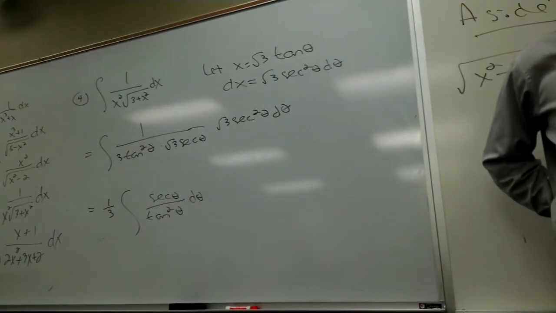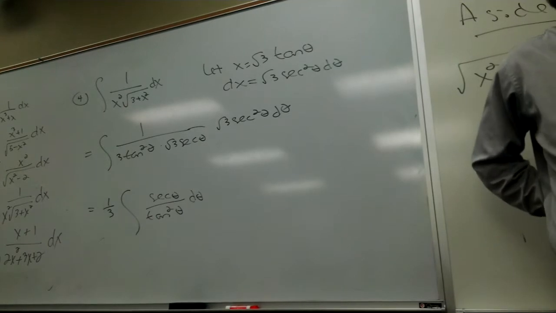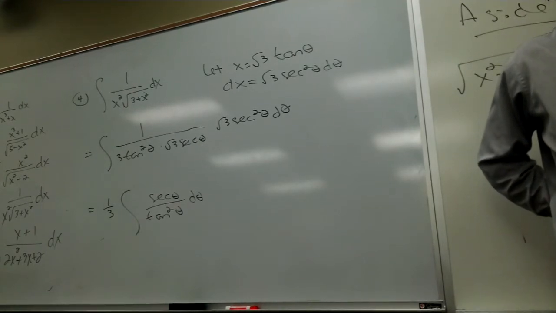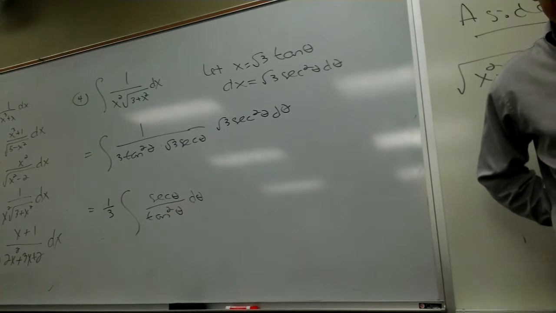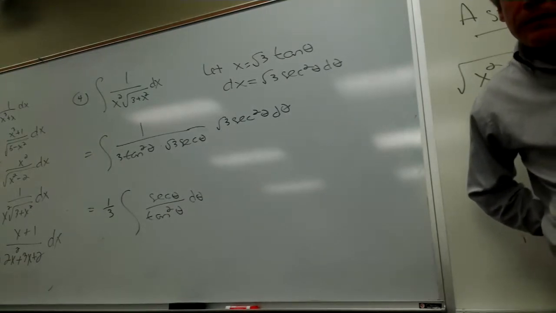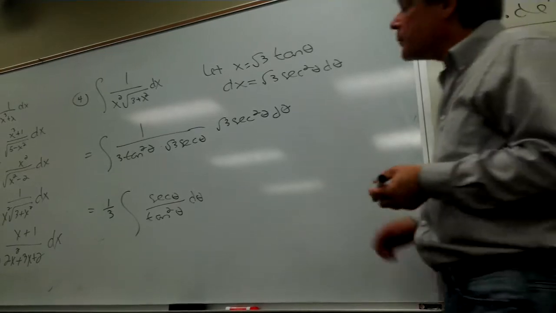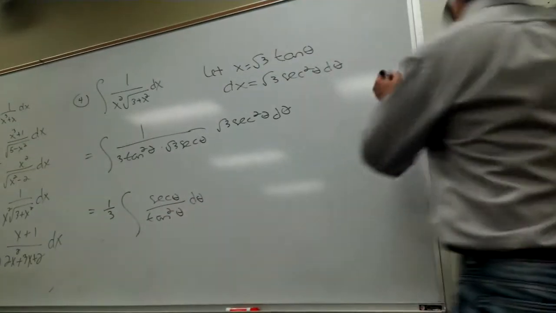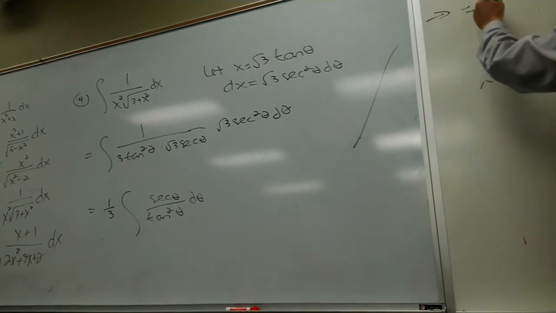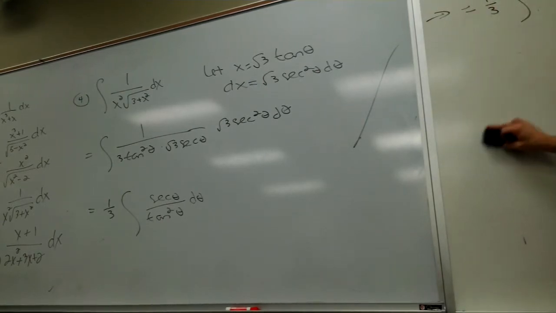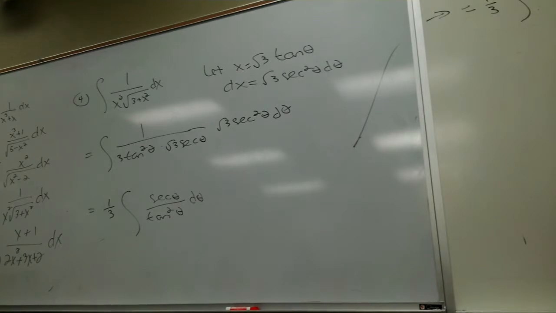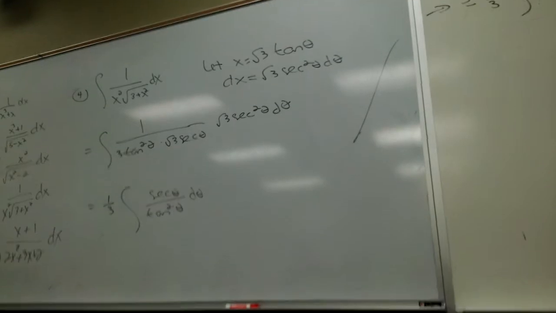Anybody? When things look difficult with secants and tangents, what do you wanna do? Convert back to your basic building blocks, which are sines and cosines. And so I think maybe rewriting this in terms of sines and cosines, that gives me a 1/3 times the integral of, actually, I really don't know. Is that a cosine over sine squared? Now you can do U subs. Yeah, life's a piece of cake.